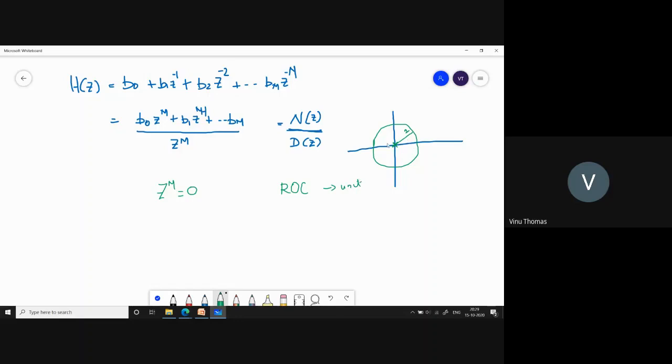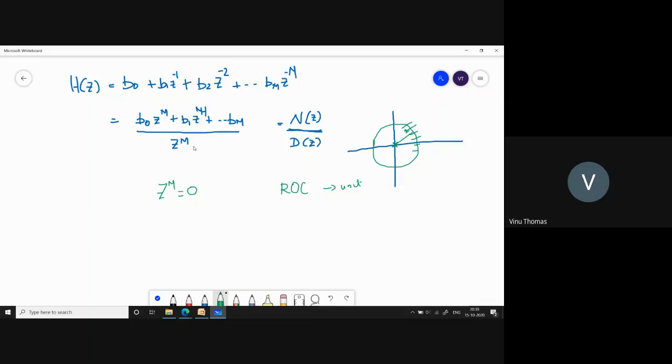So if you have a region of convergence that includes the unit circle, then the system is stable, right? And the region of convergence cannot include the poles, because at the poles the system is unstable. So if I put z equal to 0, 0 is a pole. Now this becomes a division by 0, so this becomes infinity and this becomes unstable. So at z equal to 0, the system is not stable.